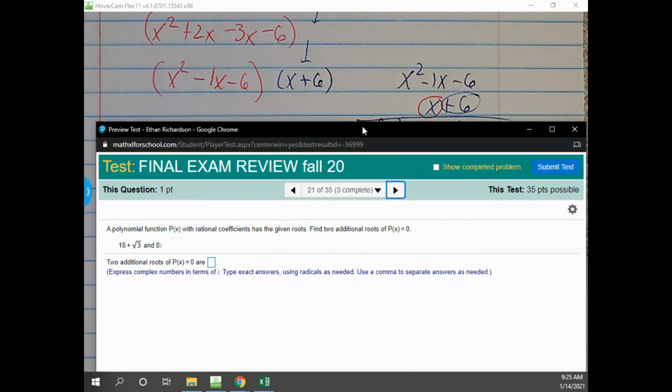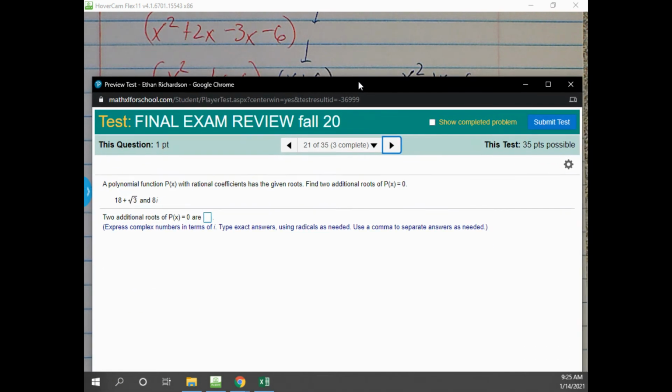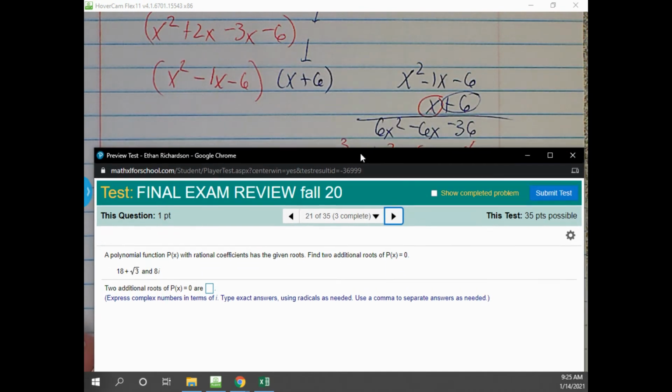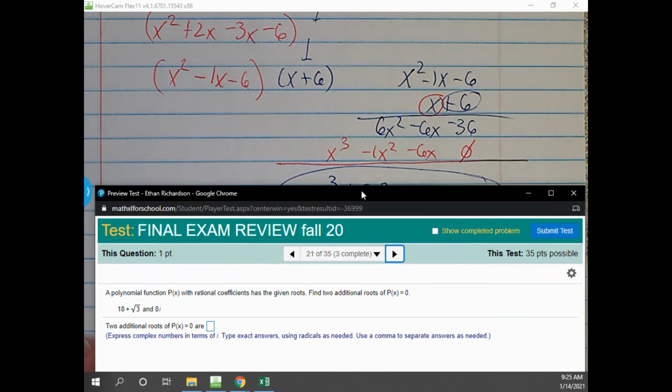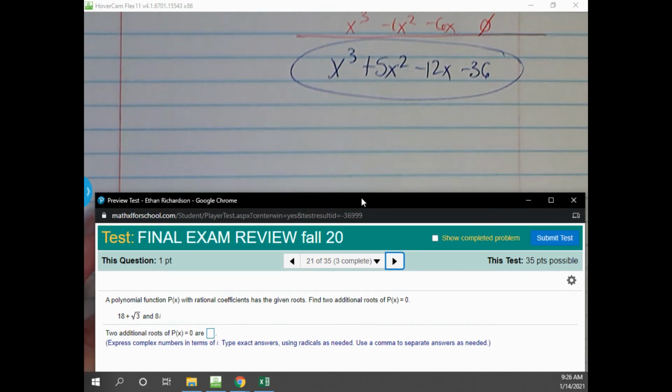All right, 21. A polynomial function p of x with rational coefficients has the given roots. 2 additional roots are... Okay, so for this one, you're not having to rewrite anything. This was just saying name more. They gave you 2 answers. They said find 2 more answers. And this is one you just had to kind of know from some of the notes that we had.